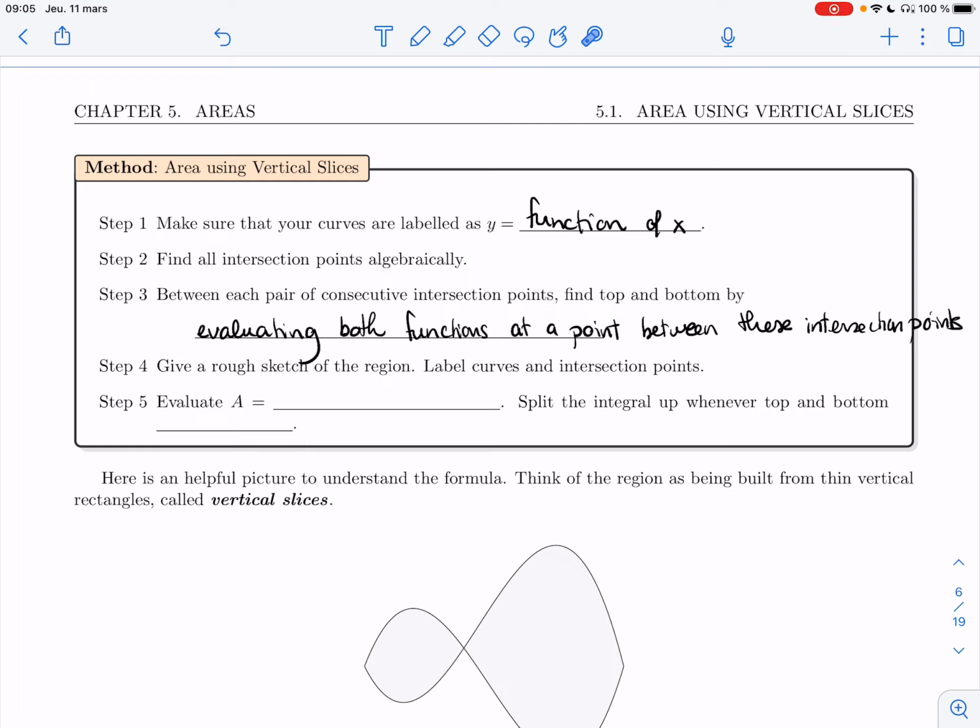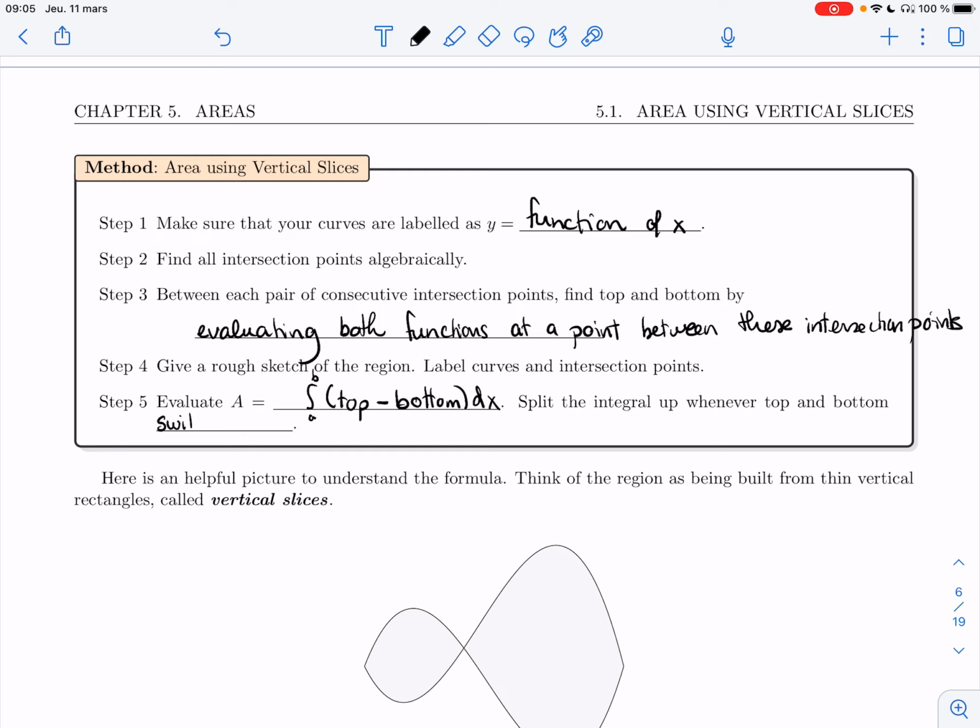Now you're going to set up the integral. It's going to be the integral from a to b of top minus bottom. And one thing that we haven't seen yet, but that we'll see next, is you need to split the integral up whenever top and bottom switch.